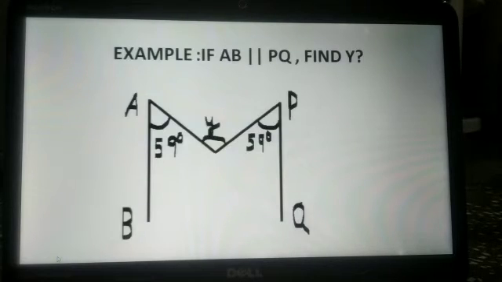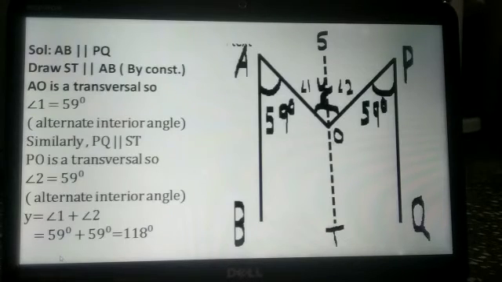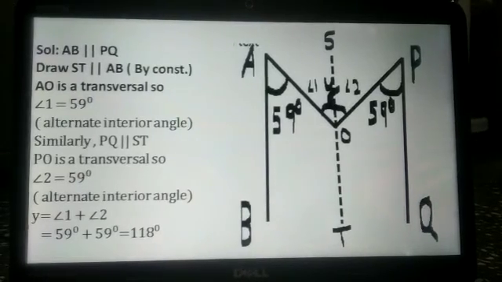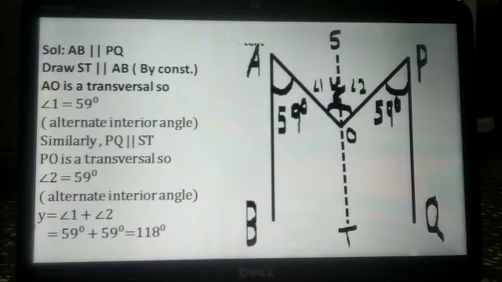Now look at the next example. In this example, AB is parallel to PQ, and we have to find the value of angle Y. Now look here. In this question, AB is parallel to PQ, it is given in the question, and now we have to do some construction here because AB is parallel to PQ, so we have to draw a line ST which is parallel to AB. It is by construction.